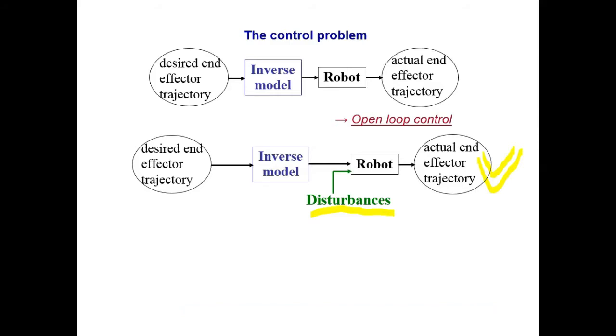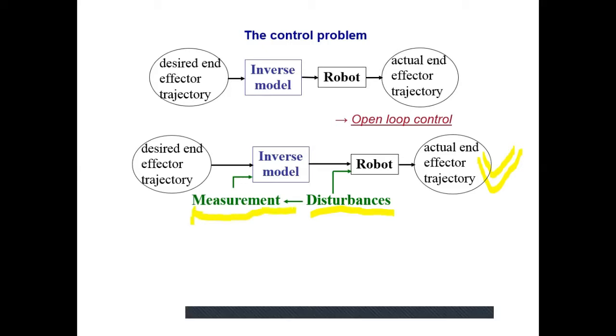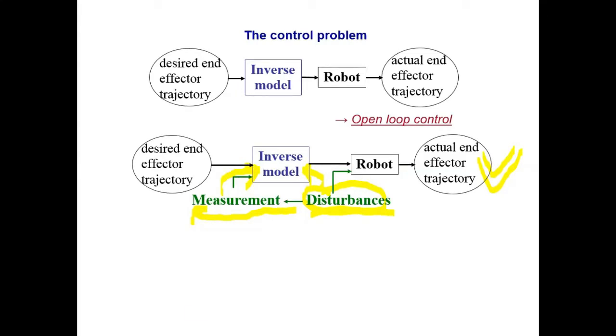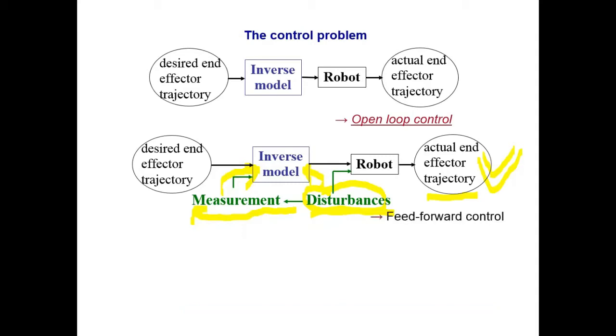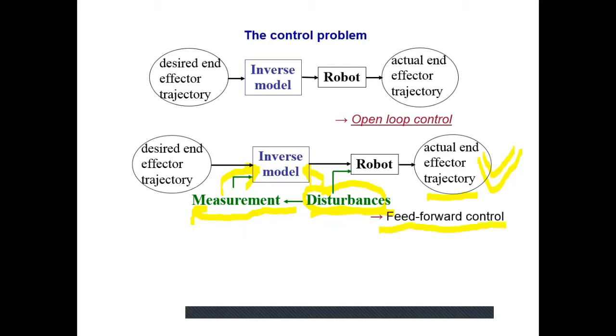To tackle this problem, we measure or model this disturbance and incorporate it in the inverse model. In other words, we take these disturbances as given information and it is used in the inverse model. Once we incorporate the disturbances in the inverse model, the resulting actual trajectory will almost be the same as the desired one or the expected trajectory. This type of control is known as feed-forward control.